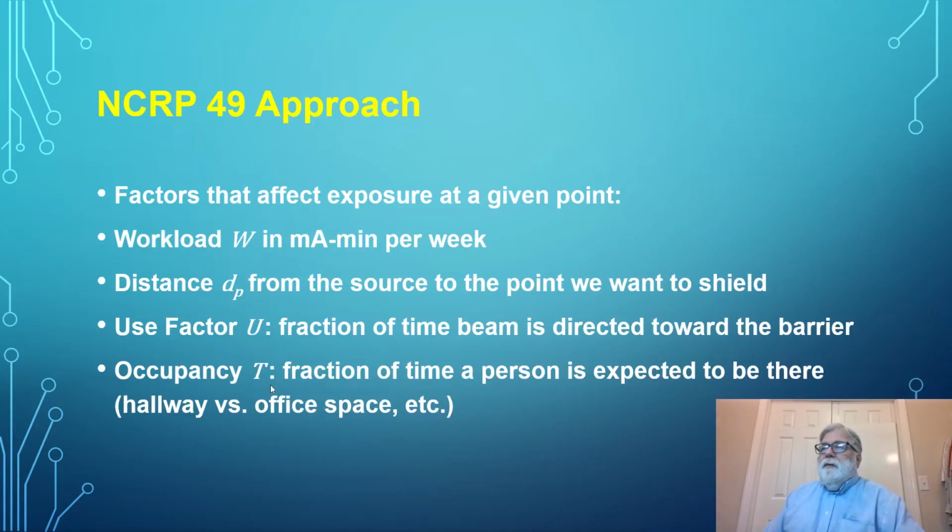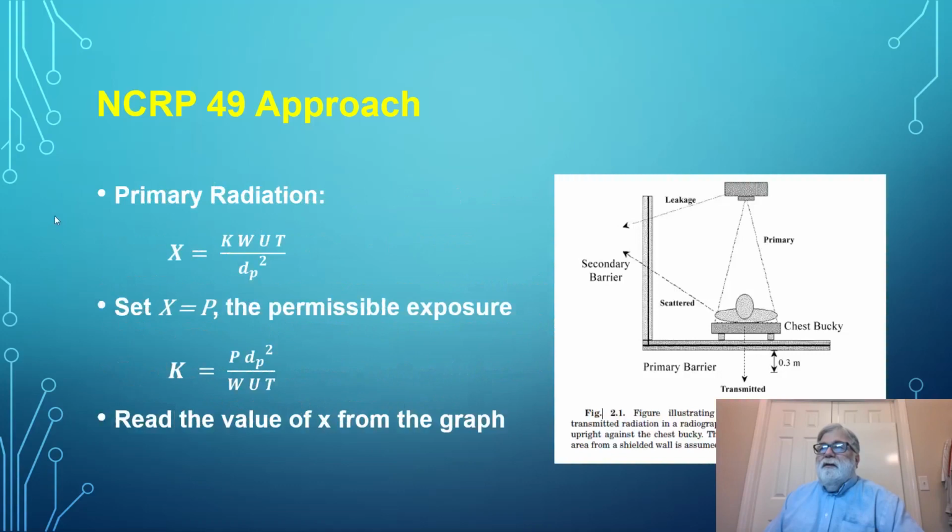So there are factors, and I'll show them later for NCRP 147, but there's an occupancy factor that figures into this calculation. So for primary radiation that's passing through, the radiation exposure, this is the milli-roentgen per week, is this factor K that we saw on the graph, however many rads per minute, per mA minute. So that's what K is.